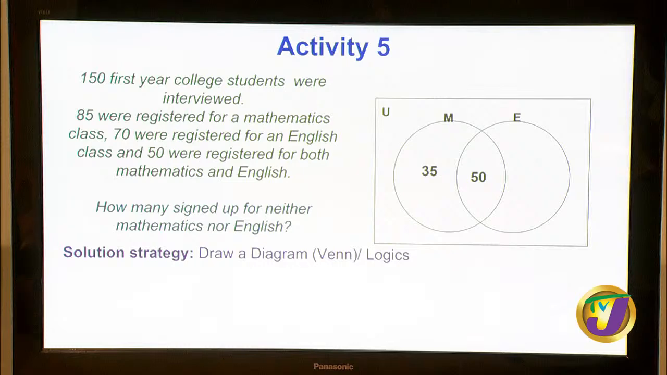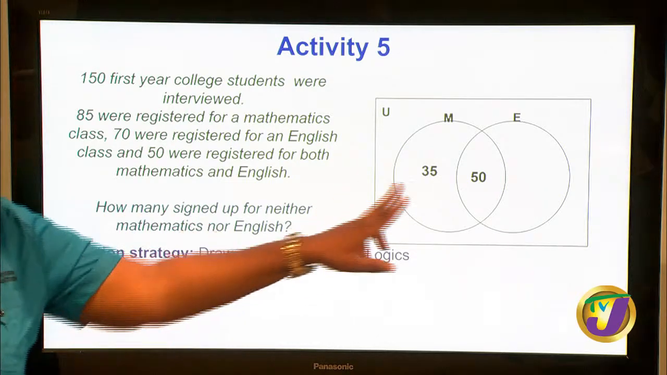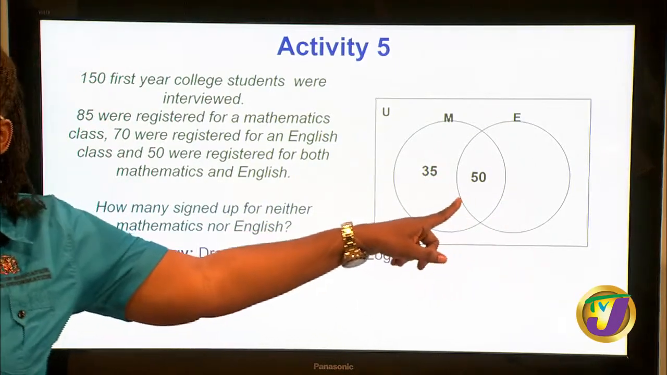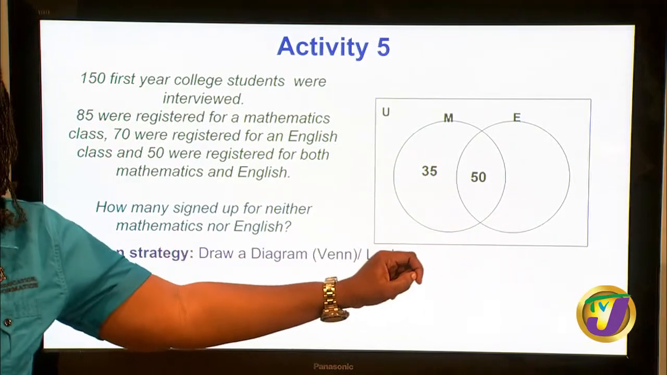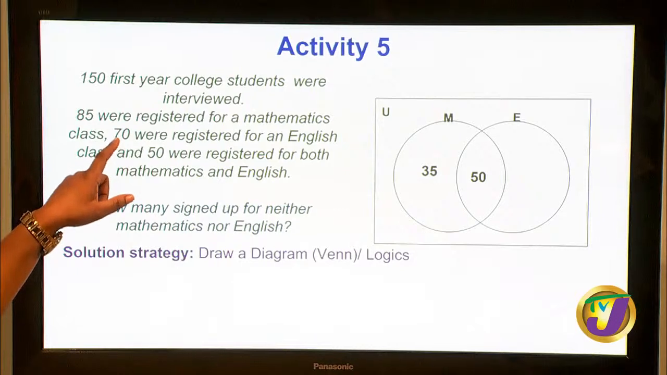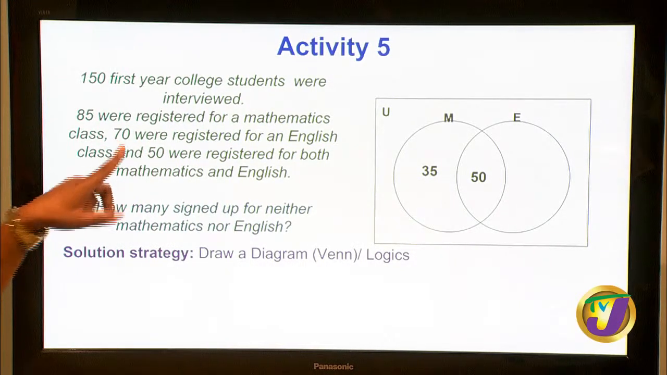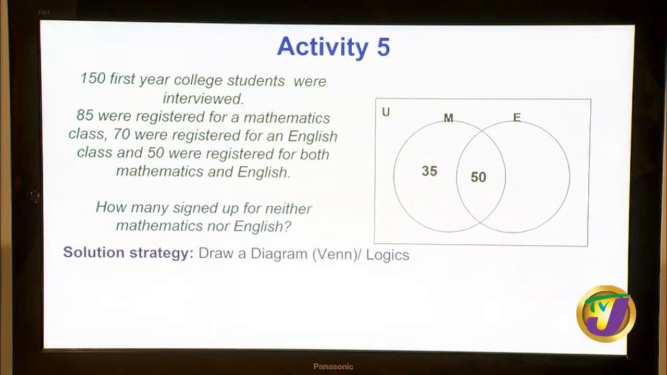So we have 70 students who were registered for English, but those 50 students right here are in the English class, or they're registered for English. Right. So they are included in these 70 students right here. So I need to figure out those who registered for English only. So I need to take out those 50 students, and that will leave 20.